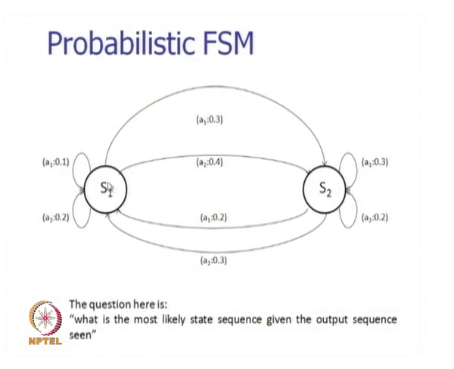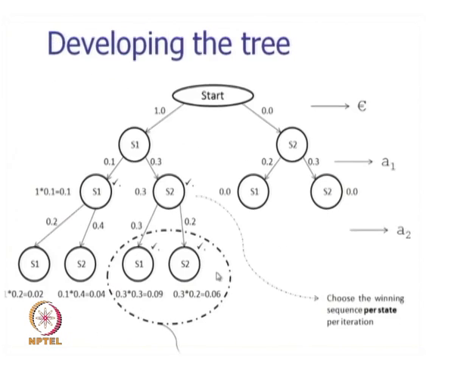So, going back to the slides, we have this machine with us, and the question that is being asked is, what is the most likely state sequence given the output seen? We will take a particular output sequence which is A1 A2 A1 A2. Now, we would like to predict the best possible state sequence corresponding to this observation sequence. So, we are going to find out the best possible state sequence in terms of S1 and S2 given the observation sequence A1 A2. All right.